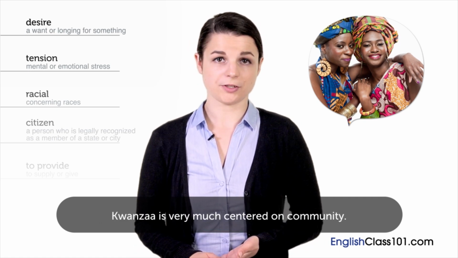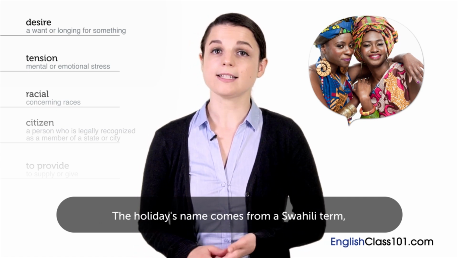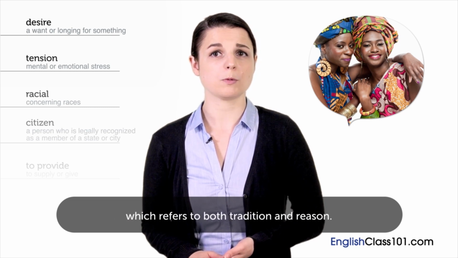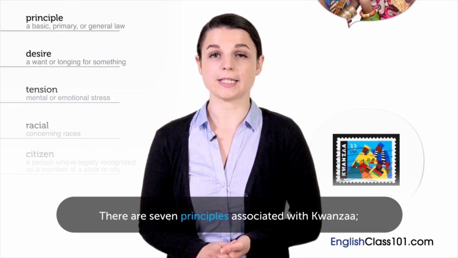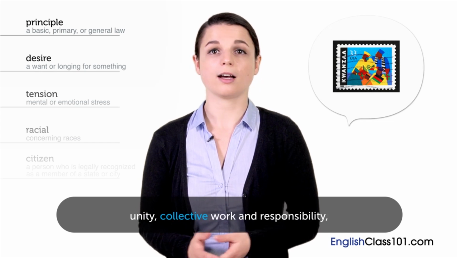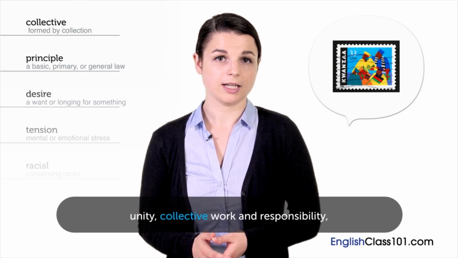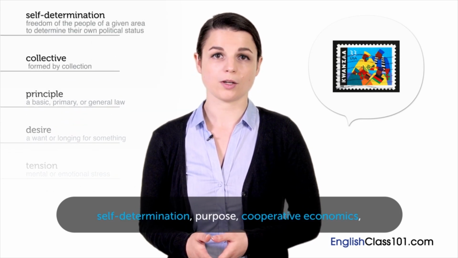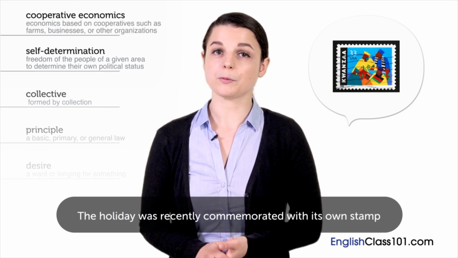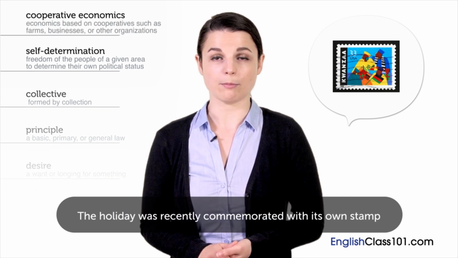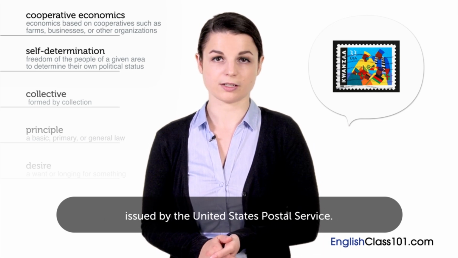Kwanzaa is very much centered on community. The holiday's name comes from a Swahili term, which refers to both tradition and reason. There are 7 principles associated with Kwanzaa: unity, collective work and responsibility, self-determination, purpose, cooperative economics, creativity, and faith. The holiday was recently commemorated with its own stamp issued by the United States Postal Service.